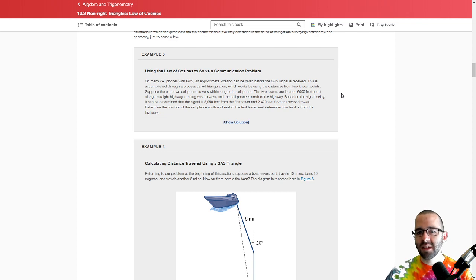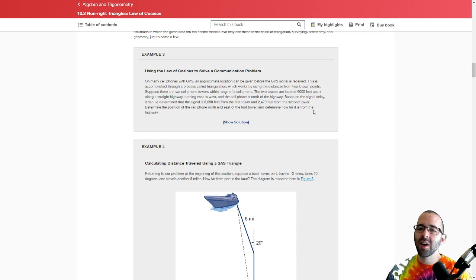The question is, based on the signal delay, it can be determined that the signal is 5,050 feet from the first tower and 2,420 feet from the second tower. Determine the position of the cell phone north and east of the first tower and determine how far it is from the highway. So, if you are a really, really good reader and very good at seeing things visually, I'm sure you already know what's going on here. But for most people, you probably read through that whole problem and know nothing.